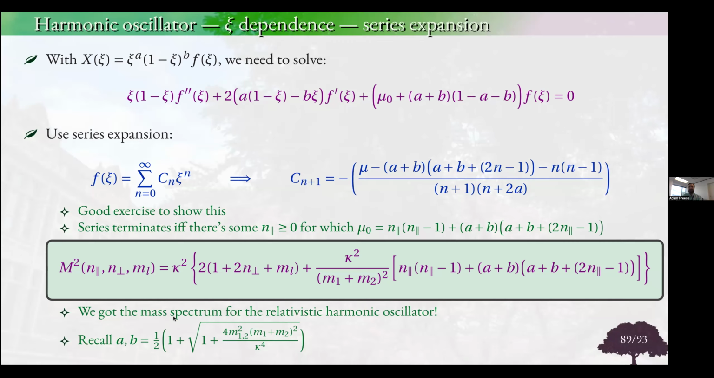Recalling that A and B are related to the masses of your constituents by this formula, where the 1 here is for A, the 2 here is for B. So this is pretty complicated looking, and perhaps the first thing you might think is, is this really the spectrum of the harmonic oscillator? Is this really reasonable? We know what the spectrum of the non-relativistic harmonic oscillator looks like. In 3 dimensions, it's just omega times 3/2 plus n for some principal quantum number n.